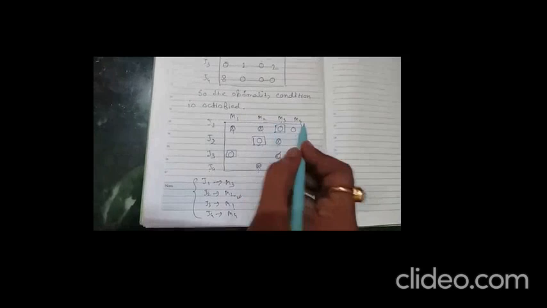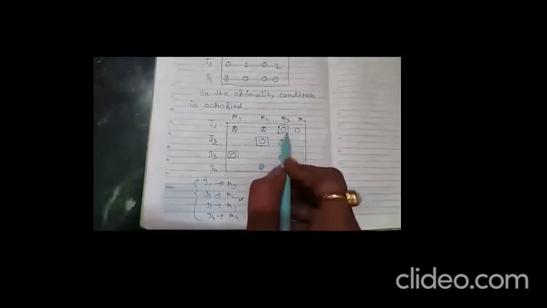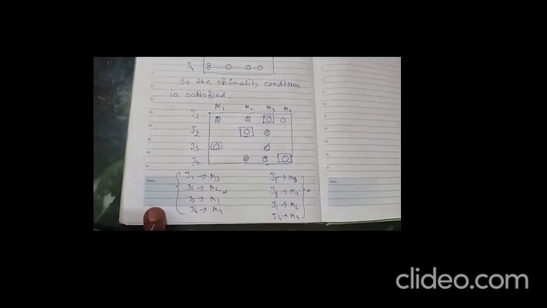Now remaining machines are M3 and M4, and remaining jobs are J1 and J4. J1 and J4 also can work in M3 and M4. So what I have done, I just allocate J1 to M3 and J4 to M4. That is what I have done. Understand?